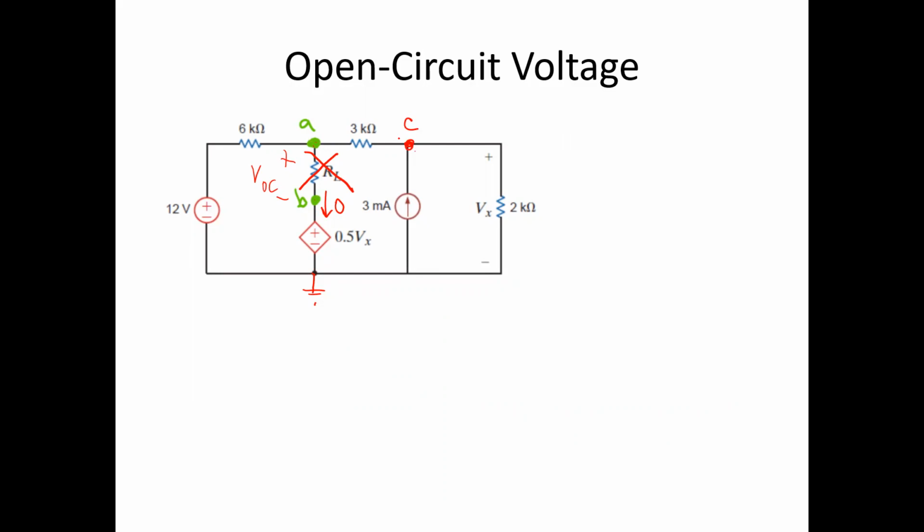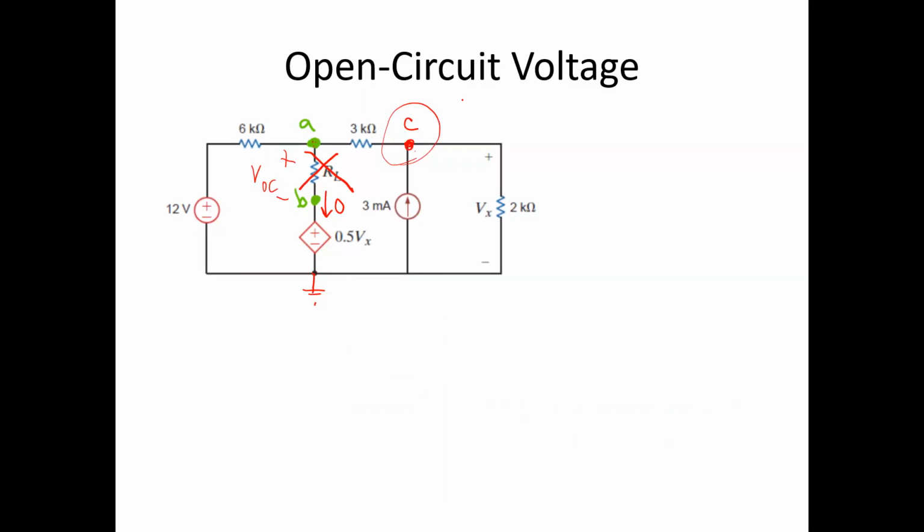In fact, since this RL has been removed, A has now turned into just a point between these two branches. So really, the only node voltage we need to find here is C. And so I think with the node voltage method, this can be solved with just one equation at node C.